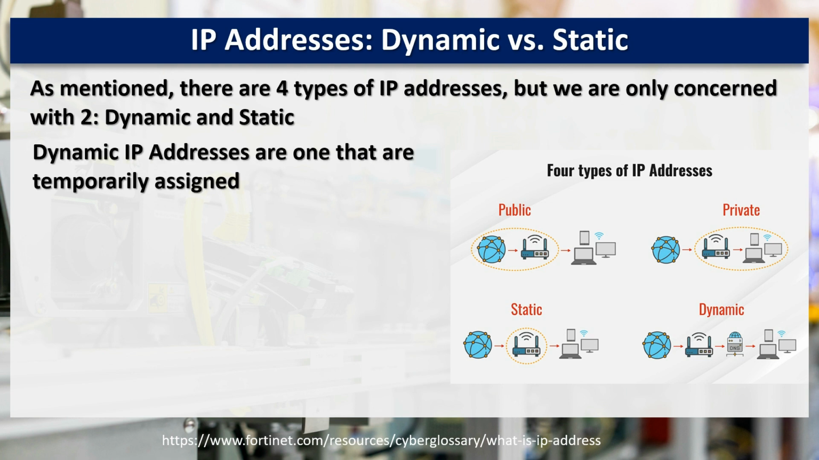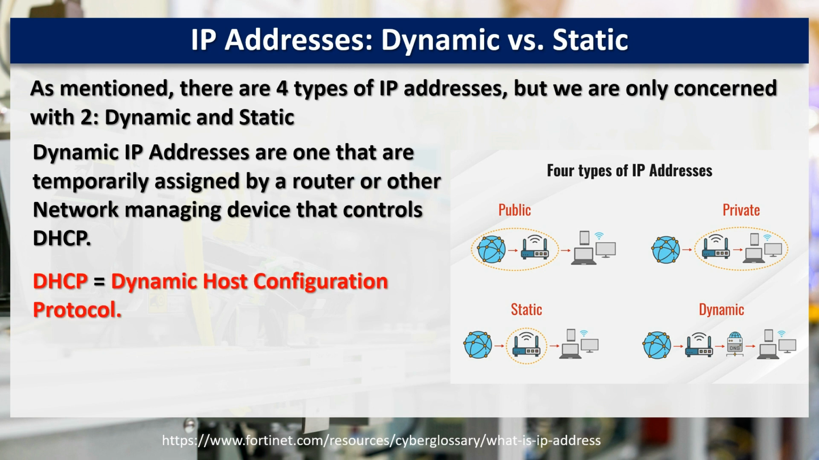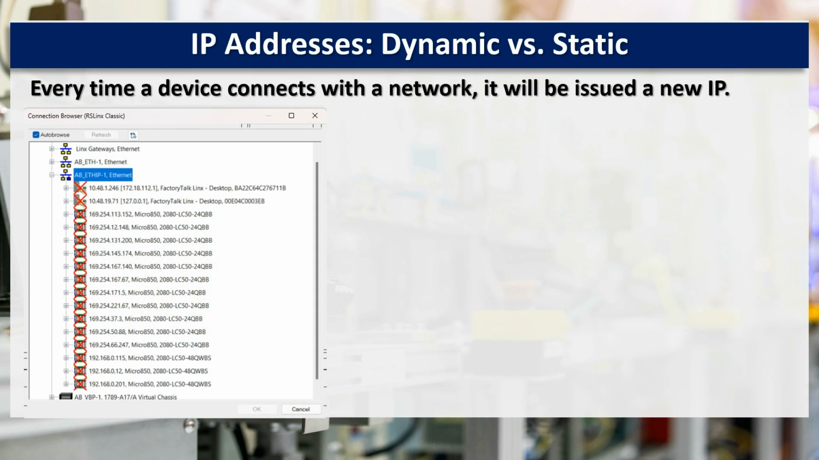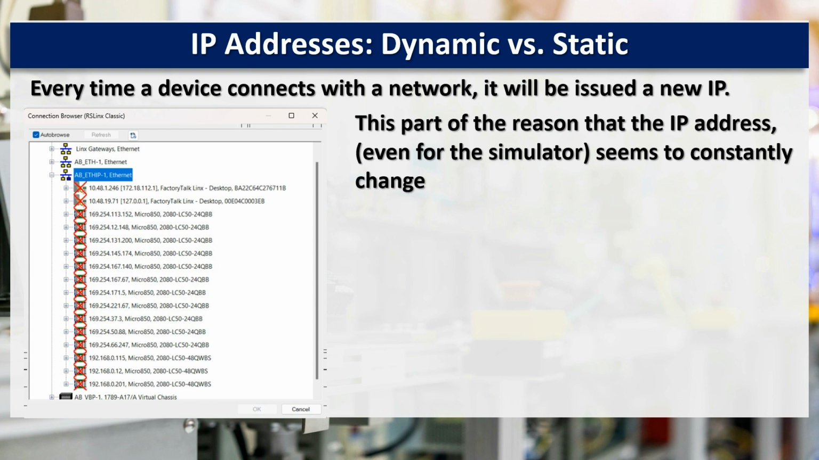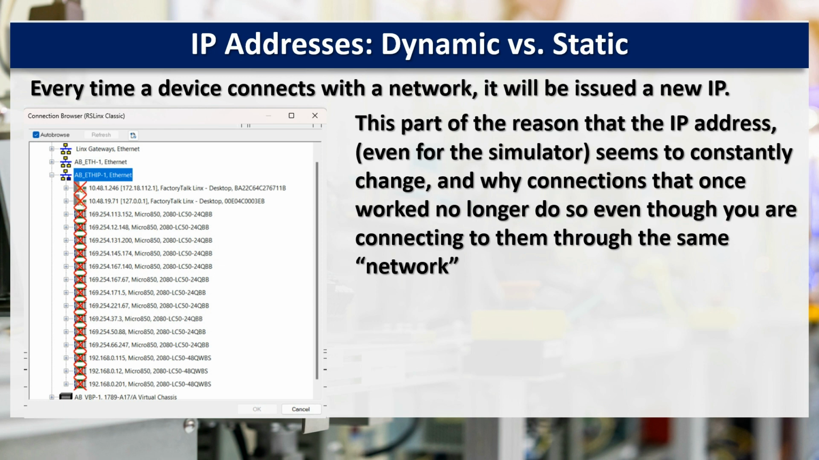Dynamic IP addresses are ones that are temporarily assigned by a router or other network managing device that controls DHCP. DHCP stands for Dynamic Host Configuration Protocol, which basically means the host, that is to say a router, will assign the IP addresses as required to manage the network. Every time a device connects with a network, it will be issued a new IP. This is part of the reason that the IP address, even for the simulator, seems to constantly change, and why connections that once worked no longer do so, even though you're connecting to them through the same network.